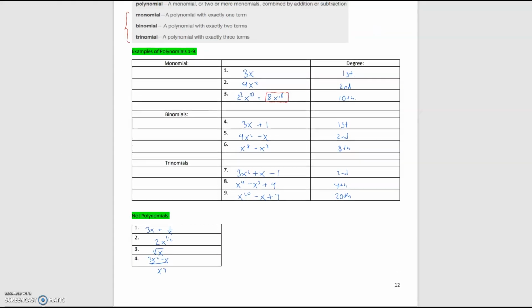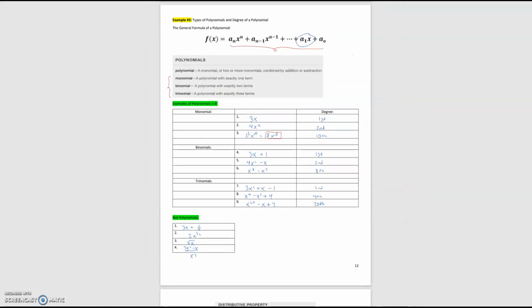So that was just a quick overview of technicalities for polynomials. The ones that are going to be showing up will be the monomials, binomials, and trinomials. And some of the questions that you're going to see later on is for the degree. Once more, the degree is the highest exponent that they contain.